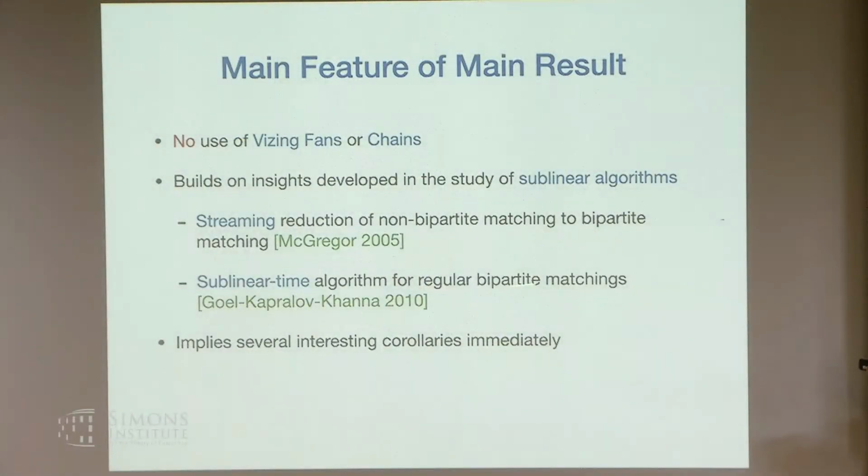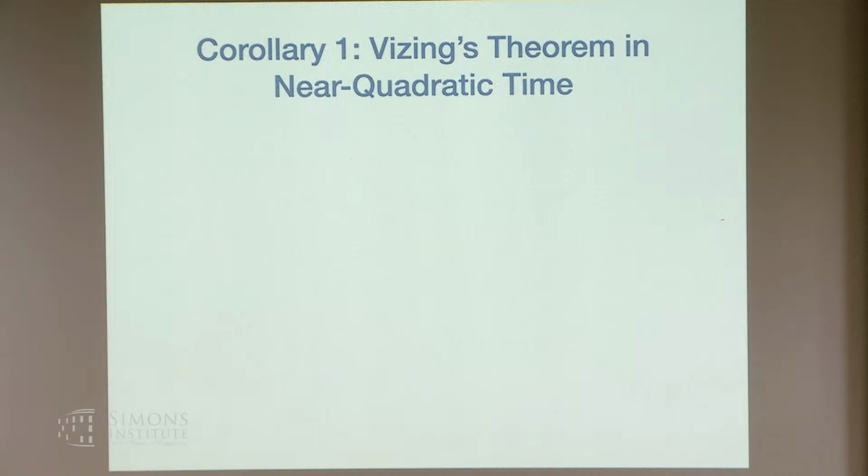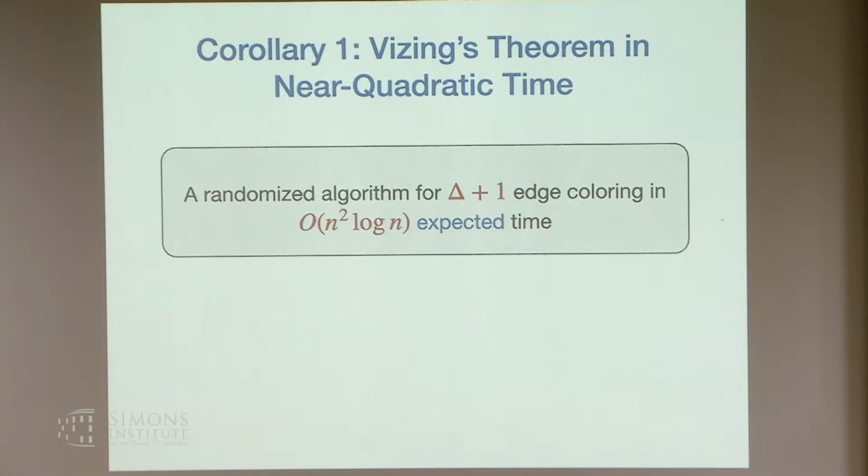And the nice thing about the result that I told you is that it implies a bunch of corollaries immediately. One of them is, for instance, this. It now gives you an algorithm to find Vizing's coloring, this delta plus 1 coloring, in quadratic time. So it means that now you can find a delta plus 1 edge coloring in roughly n squared expected time, or with high probability if you throw in another log n.